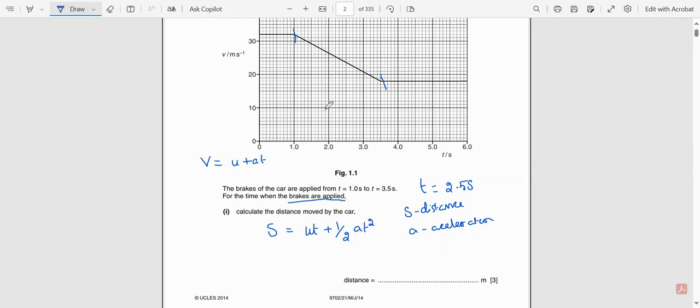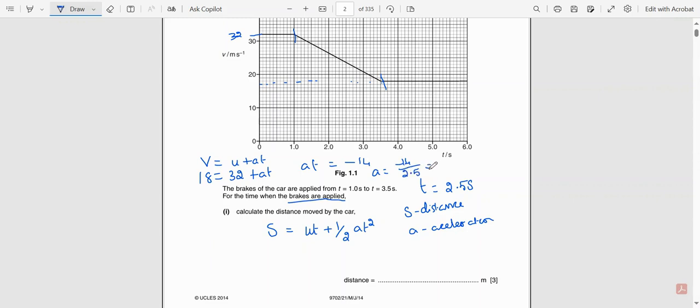So negative acceleration will be there, right? Because they are applying the brake. But anyway, what is the initial velocity? Initial velocity is 32. Look at this. So I'm going to take that initial velocity as 32 and the final velocity is this one. That is, it will be 18, right? So 18 equals 32 plus at. So from that formula, we can find that at will be minus 14. T has been given already. That is why a will be equal to minus 14 divided by 2.5.